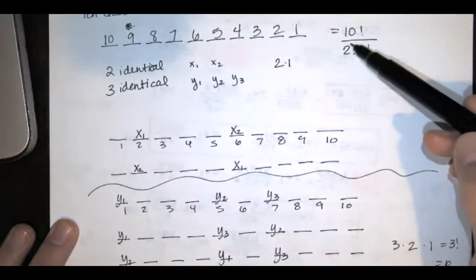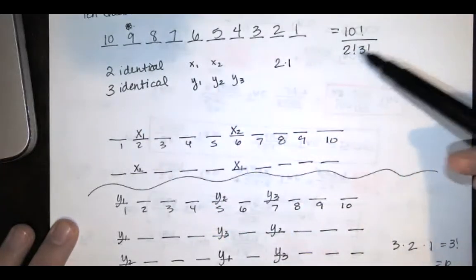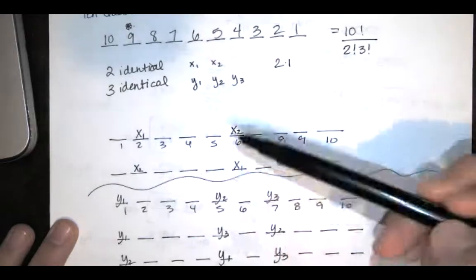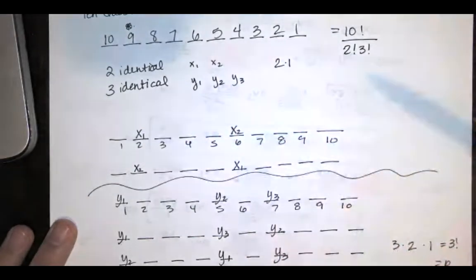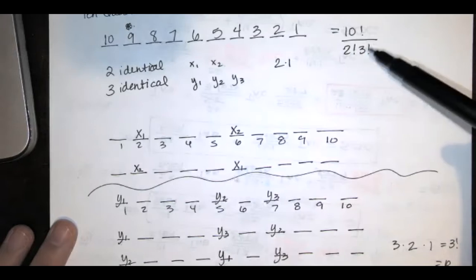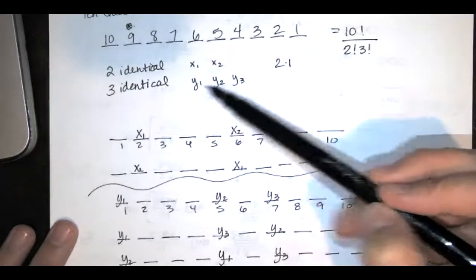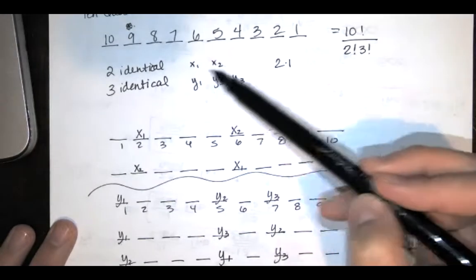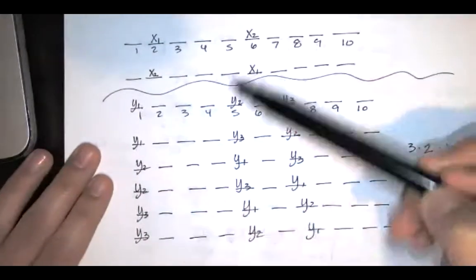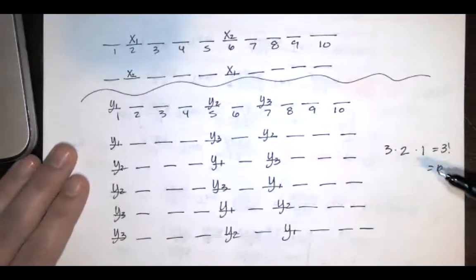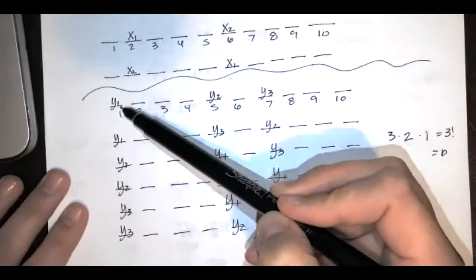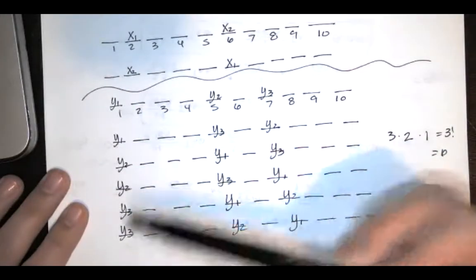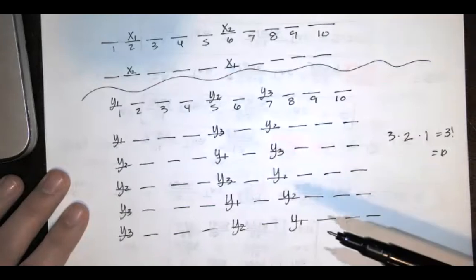So we're going to divide out that 2 factorial, which is 2 times 1, the number of ways that we could arrange those 2 questions in these locations. And then over here, we're dividing by 3 factorial because you've got 3 questions here that are all the same. And 3 questions can be arranged in 6 different ways. So when we use this 10 factorial up here, we're counting this, and this, and this all as separate arrangements.